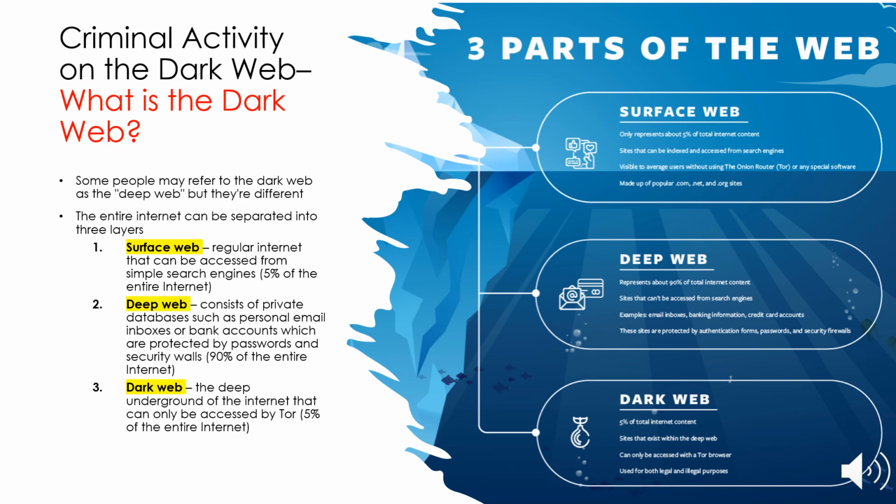The deep web is 90% of the internet, which is kind of crazy. And then the surface web is only 5%, which is also kind of crazy, because when you think of the internet, there's a lot of stuff on the internet, and to think that the surface web only represents 5% of it is kind of crazy. And then you got the dark web, just deep underground. It's the wild west of the internet. It's the sewers, and it only represents 5% of the entire internet. So yeah.